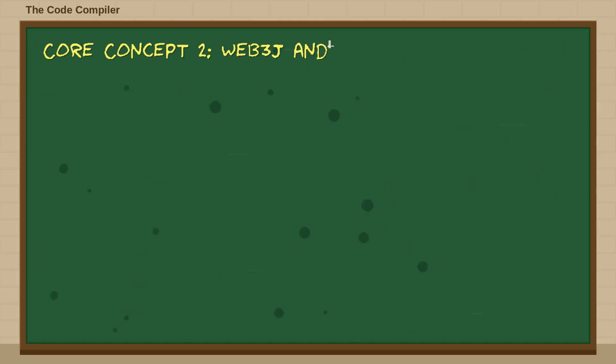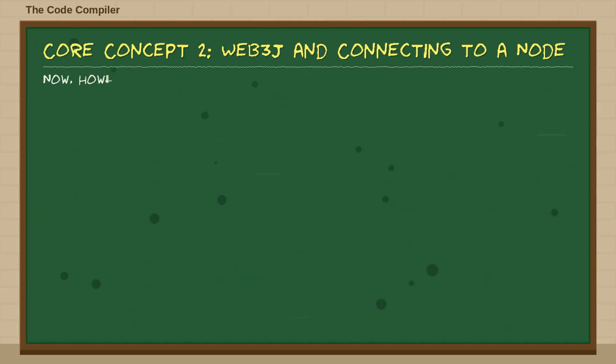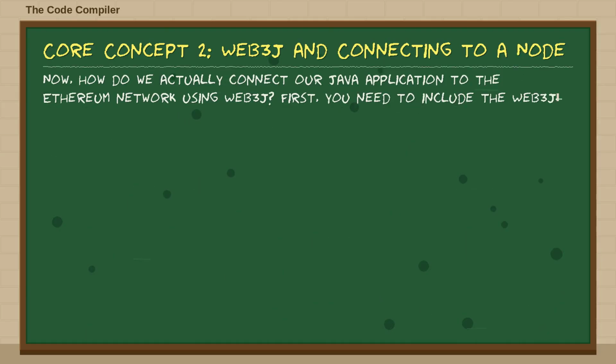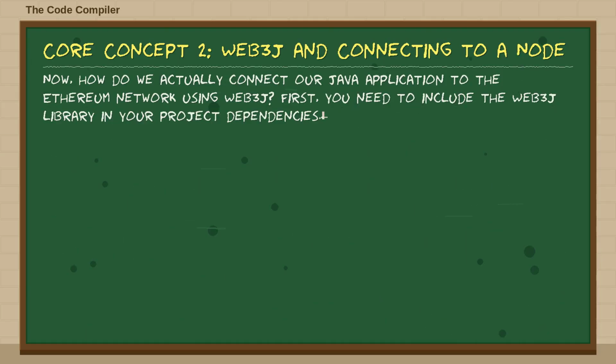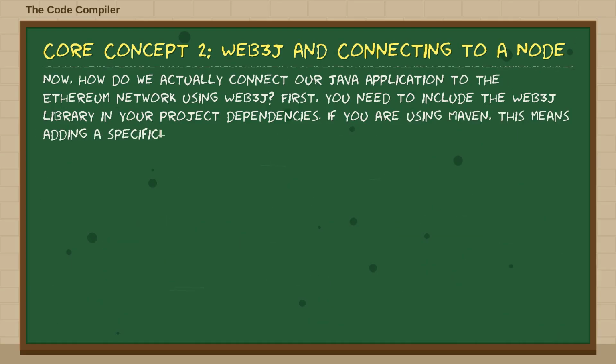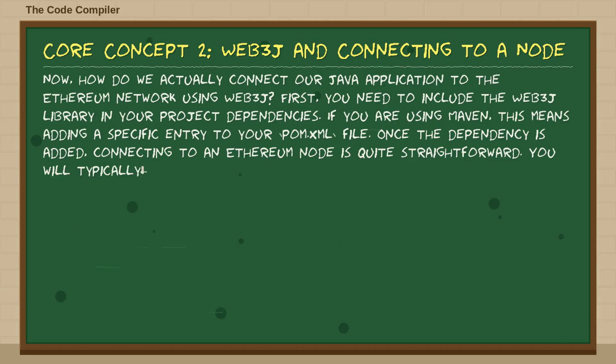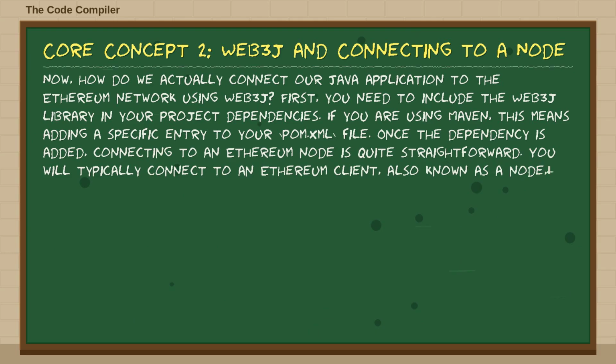Now, how do we actually connect our Java application to the Ethereum network using Web3j? First, you need to include the Web3j library in your project dependencies. If you are using Maven, this means adding a specific entry to your pom.xml file. Once the dependency is added, connecting to an Ethereum node is quite straightforward.